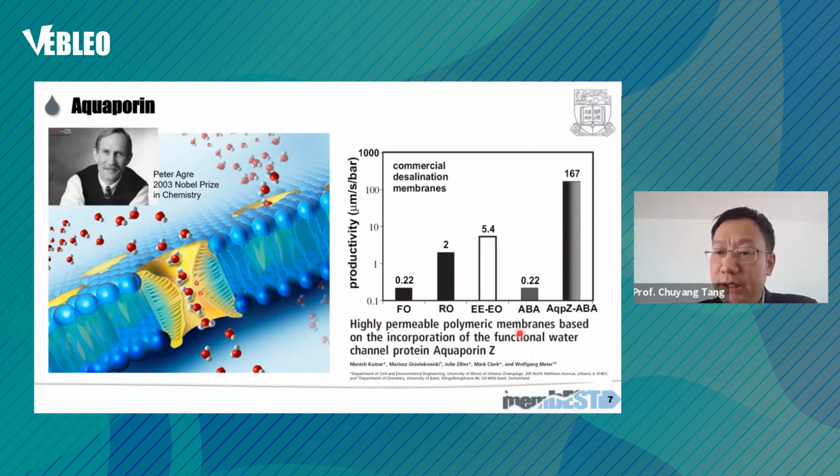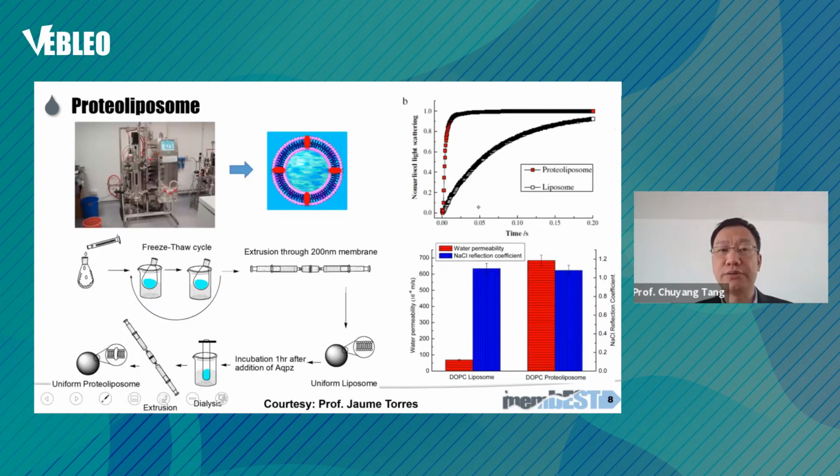Now, if we do a comparison, here is a paper published by Manish Kumar in PNAS. They compare synthetic membranes, the existing commercial RO membranes, with aquaporin-based membranes. Here we see there's 2 orders of magnitude. Nature has this kind of proteins, which is orders of magnitude more efficient than our current synthetic membranes. Can we do something with this kind of naturally available protein to synthesize a better synthetic membrane?